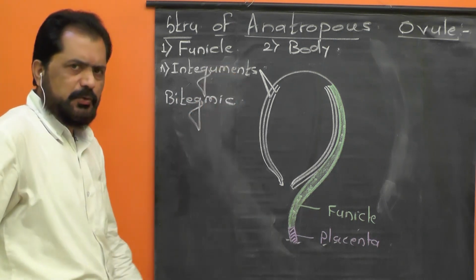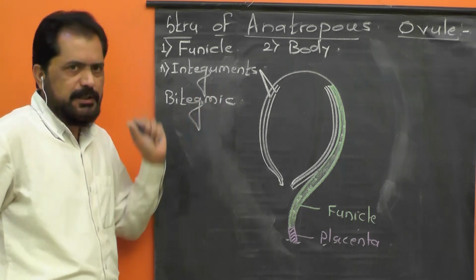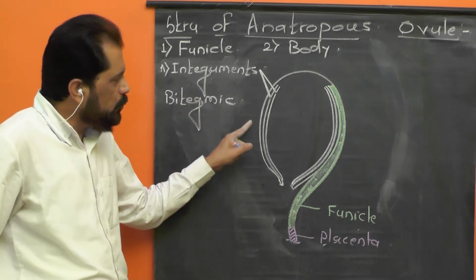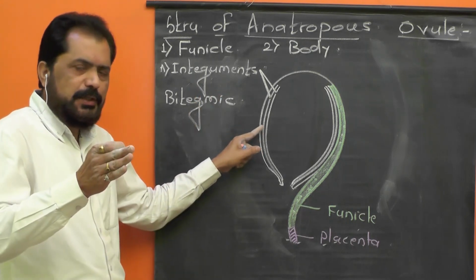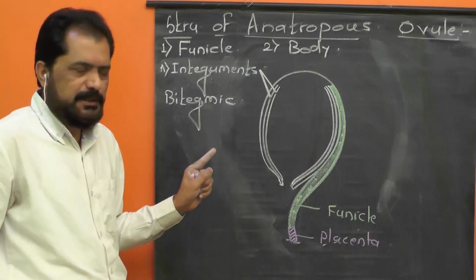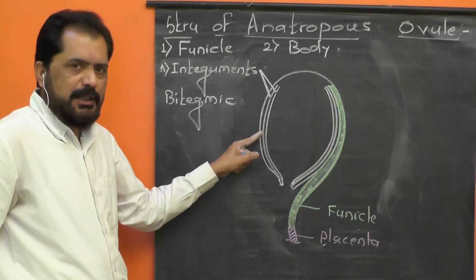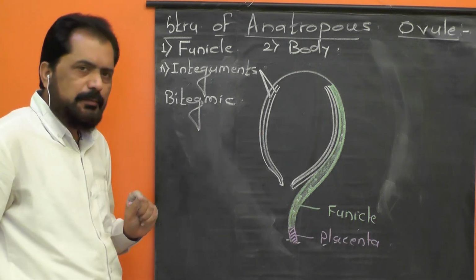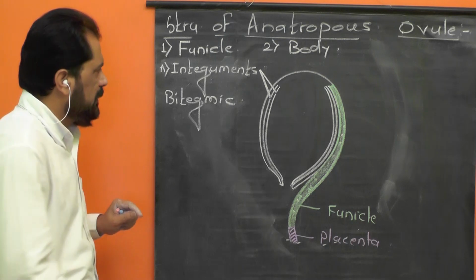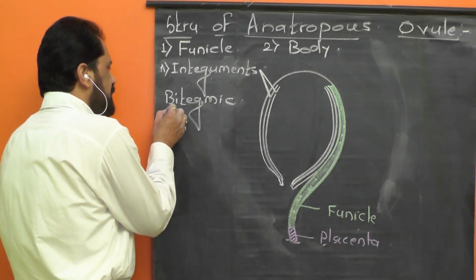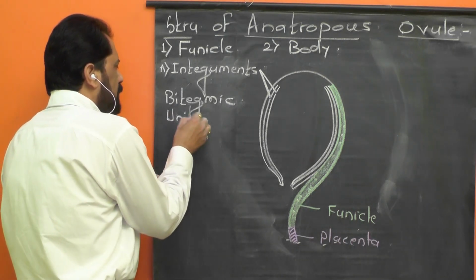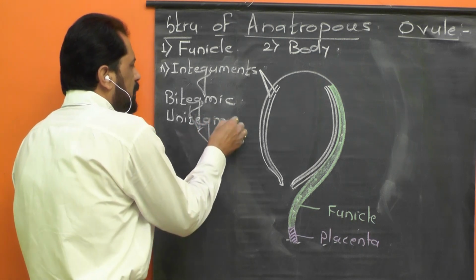Bitegmic: bi stands for two, tegmic stands for the integument. If there are two integuments, then such an ovule is called bitegmic. म्हणजे त्या ओव्हुलच्या बॉडी भोवती जर दोन इंटेग्युमेंट्स असतील तर अशा ओव्हुलला बायटेग्मिक ओव्हुल म्हणतात. आणि जर देअर इज अ प्रेझेन्स ऑफ सिंगल इंटेग्युमेंट देन इट इज नोन ॲज द युनिटेग्मिक ओव्हुल.